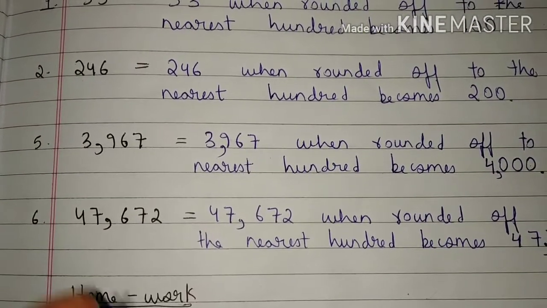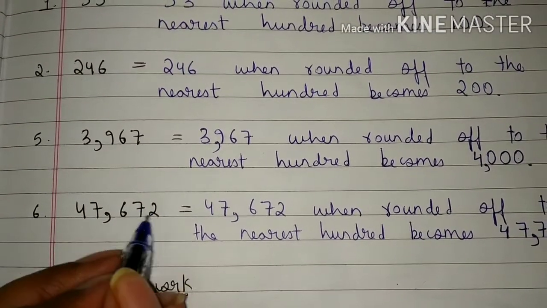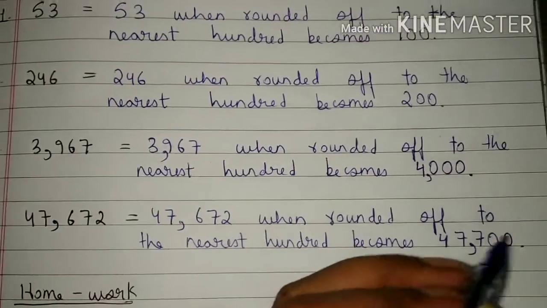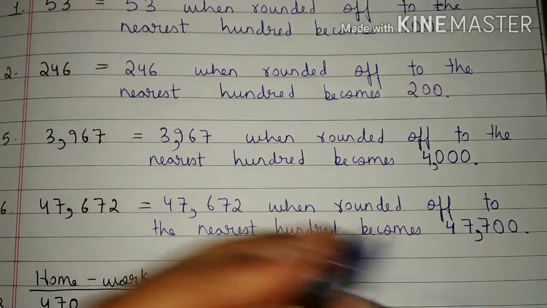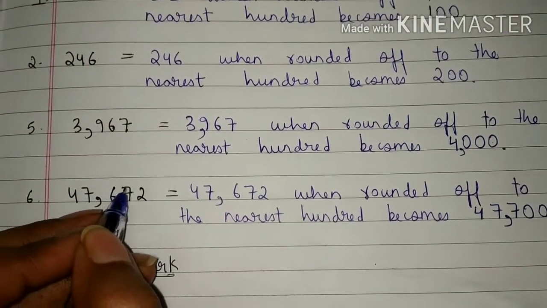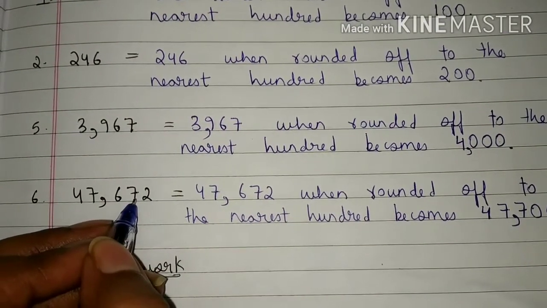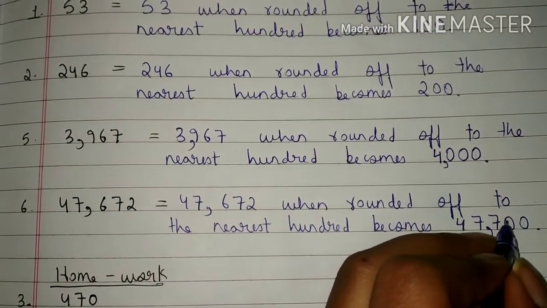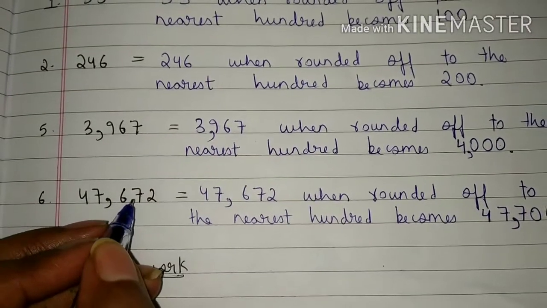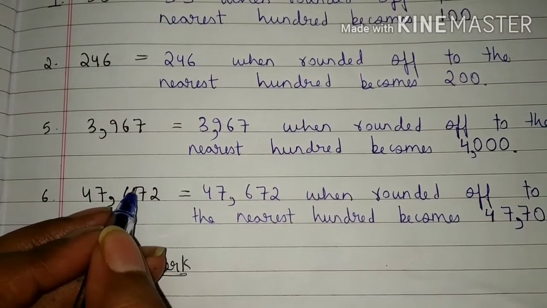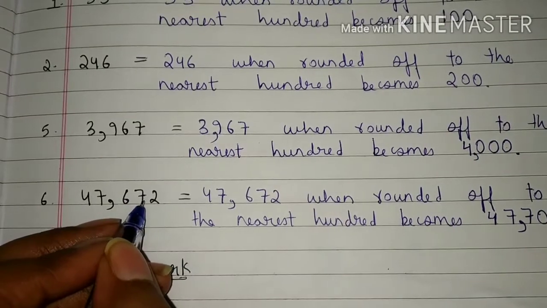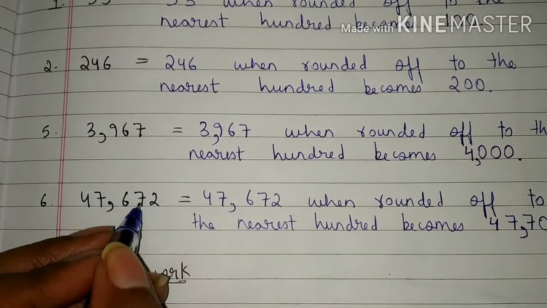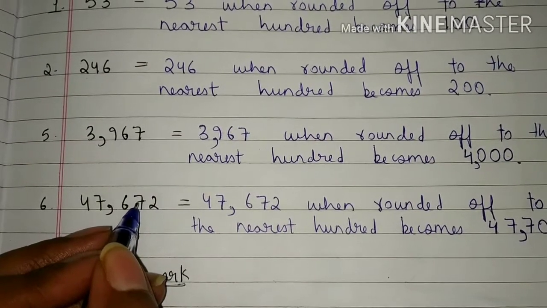So students, here in the ones place, digit is 2. But you will not write 2 in the ones place. You will write 0 in the ones place. Here in the tens place, digit is 7. But you will not write 7 in the tens place. You will write 0 in the tens place. Because here in the tens place, digit is 7, it means 7 is greater than 5. So, you will add 1 to the digit in the hundred place.